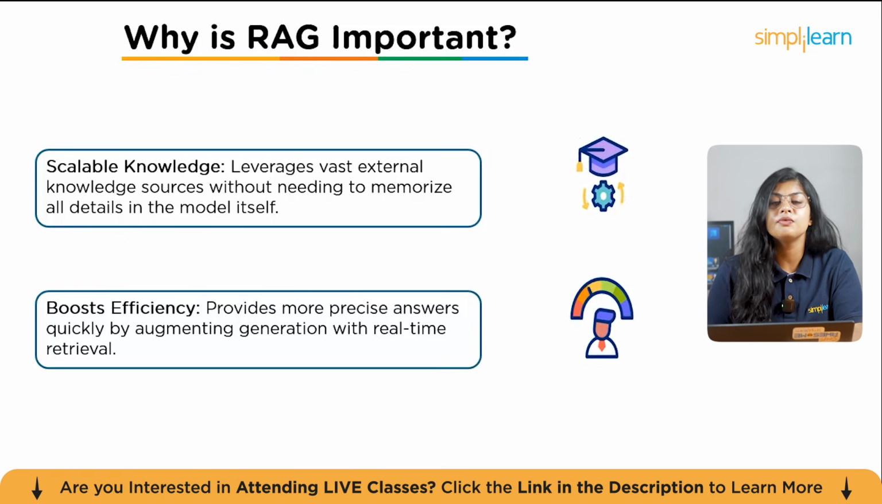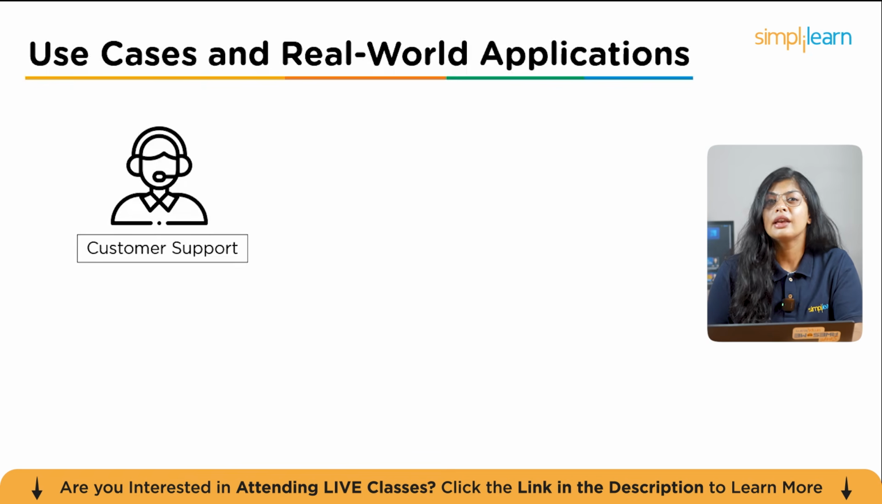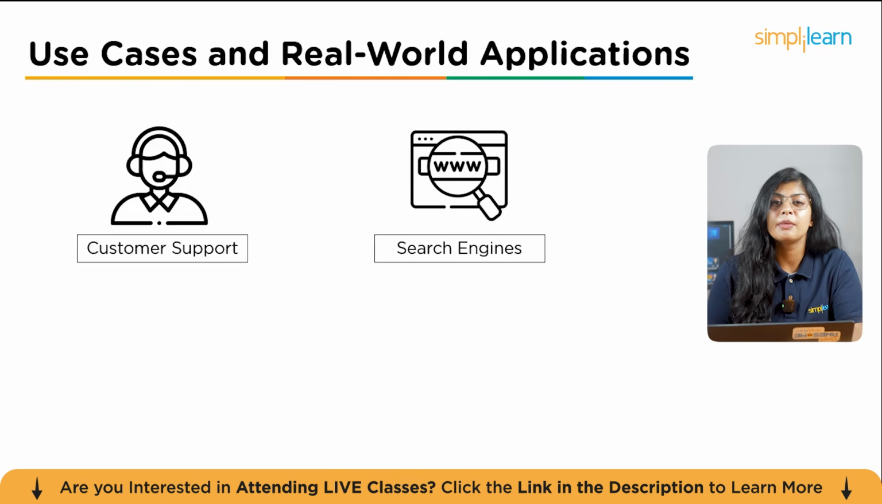This makes the system faster, more precise, and cost effective. Now let's move from the theory to real world application. One of the most common use cases of RAG is customer support. RAG-based chatbots retrieve answers from FAQs or manuals instead of giving generic responses. In search engines, RAG combines retrieved information with generation to provide more meaningful results.